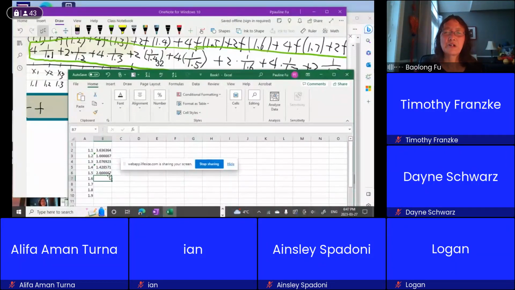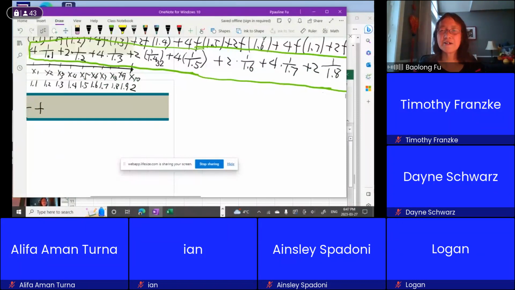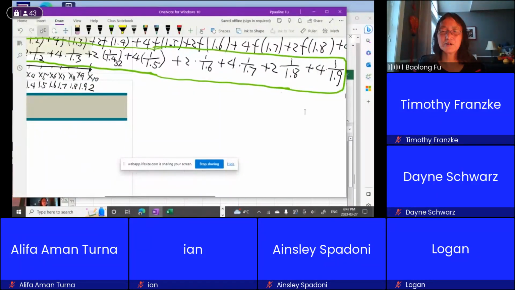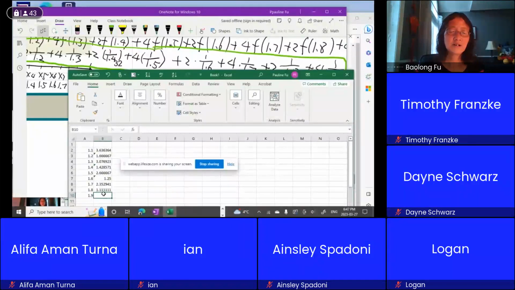And next time, I need to do 2 times 1 over this number. Next time, 4 times 1 over this number. And then next time, 2 times 1 over this number. So for 1.9, I need to do 4 times 1 over 1.9, okay? And then I need to add all these numbers together.